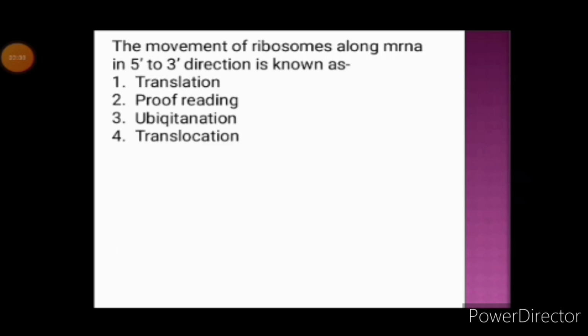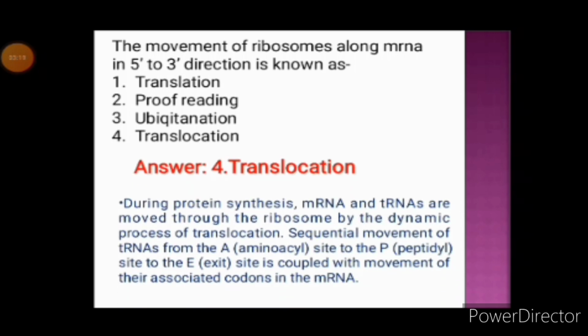Next question. The movement of a ribosome along mRNA in 5' to 3' direction is known as option 1 translation, option 2 proofreading, option 3 ubiquitination, and option 4 translocation. And the correct answer is option 4 translocation.